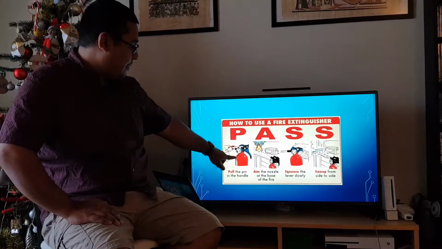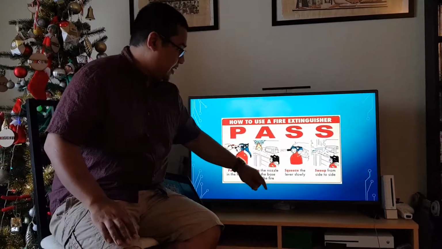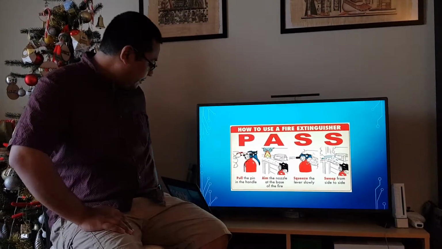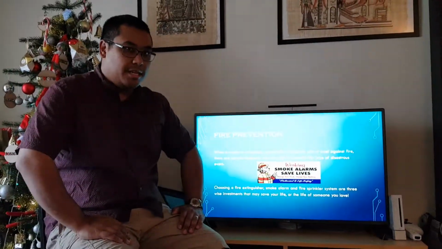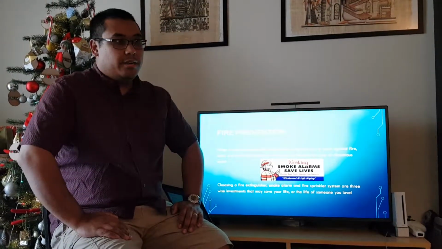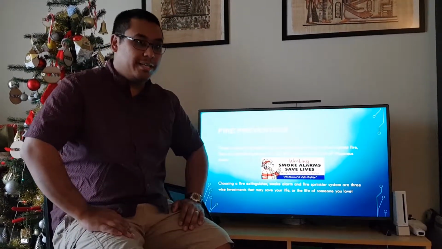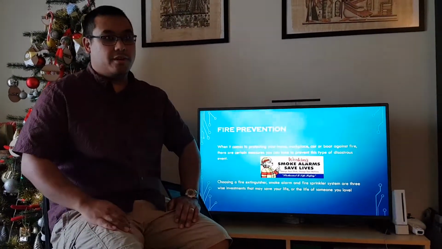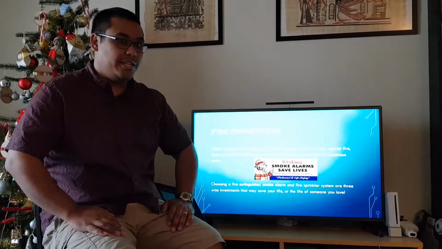PASS: pull the pin, aim at the fire, squeeze the lever slowly, and then sweep it directly on the bottom of the fire. Fire prevention at home. So when you are going to purchase an extinguisher, think about which is necessary for your home. Do I have a lot of small appliances or electrical appliances, or do I have a lot of solids or gas-based products in the house?